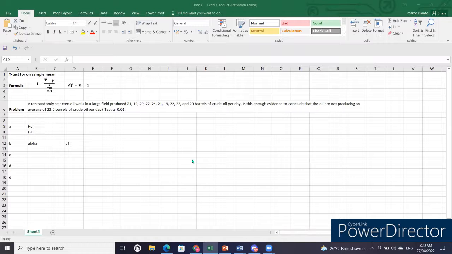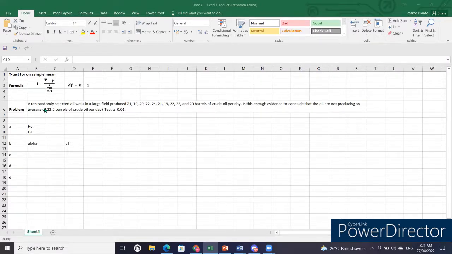Today we are going to have an example for a t-test for one sample mean. We use a t-test when the population standard deviation is not given. So that's the assumption there.